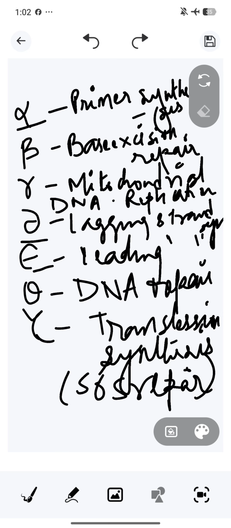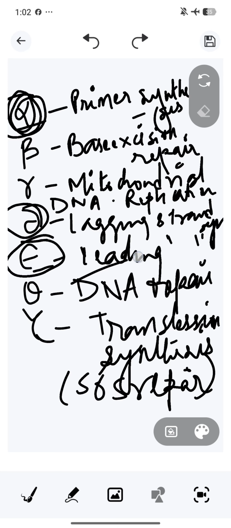Among these, the most important, as I said, are alpha for primer synthesis, epsilon for leading strand synthesis, and delta for lagging strand synthesis. This one is your DNA repair. Eukaryotic DNA polymerases: more than 15 types are there, and these are the most important among them. And eukaryotic DNA replication is multi-repliconic, with multiple ORI, origin sites of replication, the initiation sites. It is bidirectional and linear DNA.